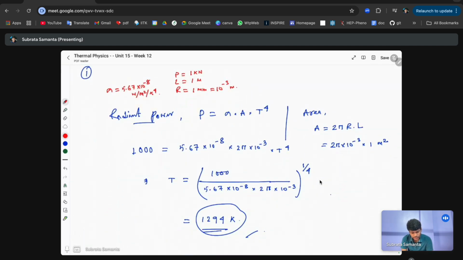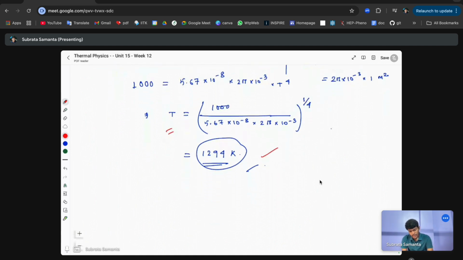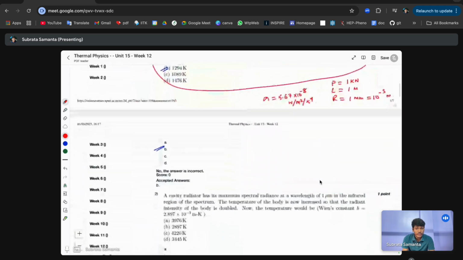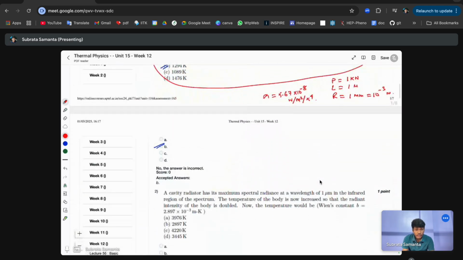Once you know this, you can calculate T to the power 4. So we follow these steps. Now if the data is changed, it is easy to calculate for any other values, or sometimes the temperature is given and you have to calculate the radiant power. Okay, then I will move to the next one.